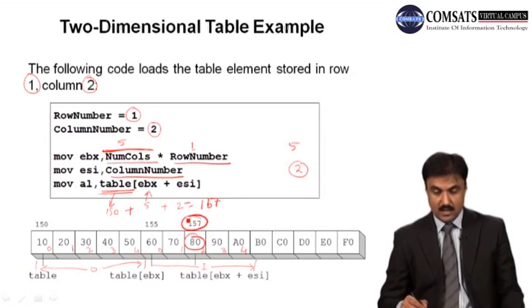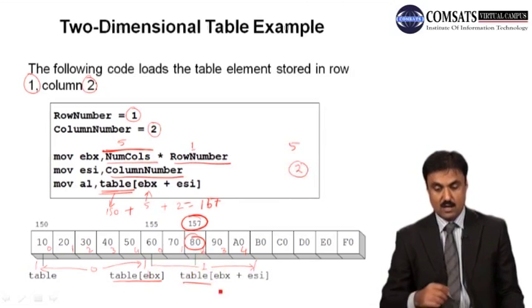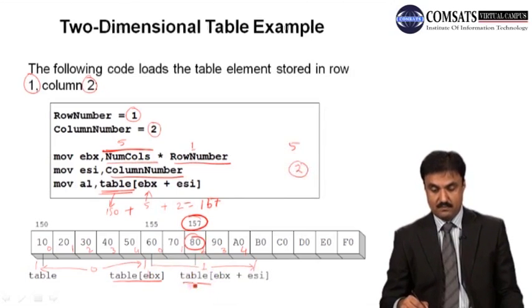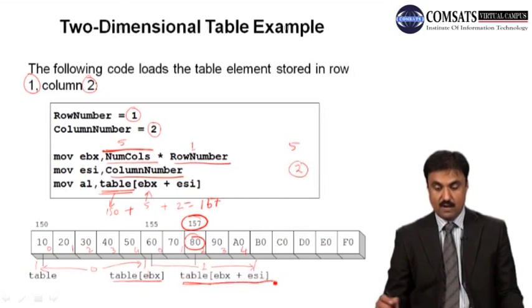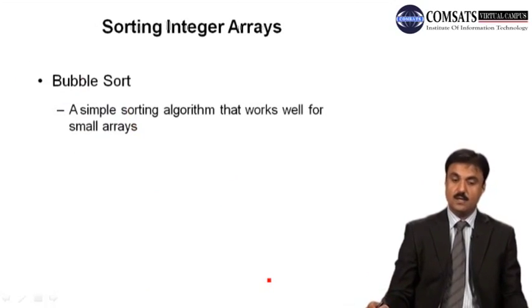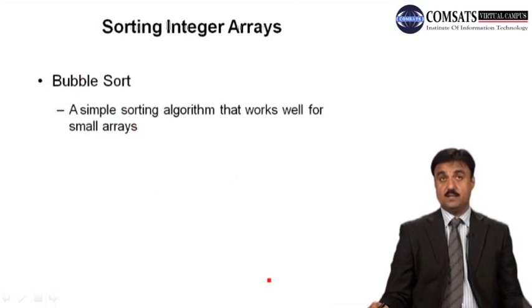So here you can see the table. EBX, for example, shows the starting element here of the second row, and element number 2 of the second row has the value at the 157 address. Now we have one example here.